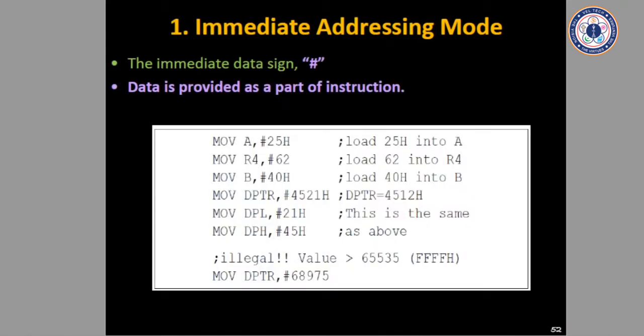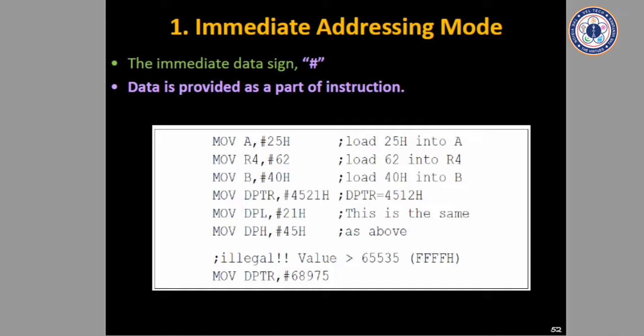So what do you mean by immediate addressing mode? It means the 8-bit value or 16-bit value will be preceded by the hash symbol. And the second thing you have to note is that the data will be available as part of the instruction. Here are some examples. MOV A,#25. What do you mean by this? It means 25 is the 8-bit data, and it will be loaded into the accumulator.